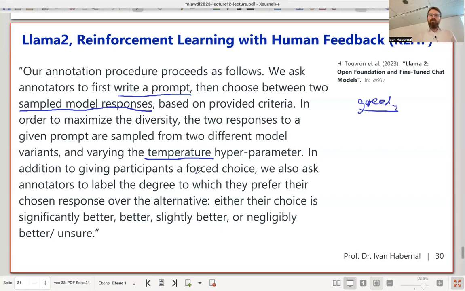In addition to giving participants a fourth choice, we also ask annotators to label the degree to which they prefer their chosen response over the alternative: either their choice is significantly better, better, or slightly better. Okay, so you're saying, here are my two answers to my prompt, this one is significantly better. Good signal. You have a prompt, two outputs, and a signal of which one is better. Nice.